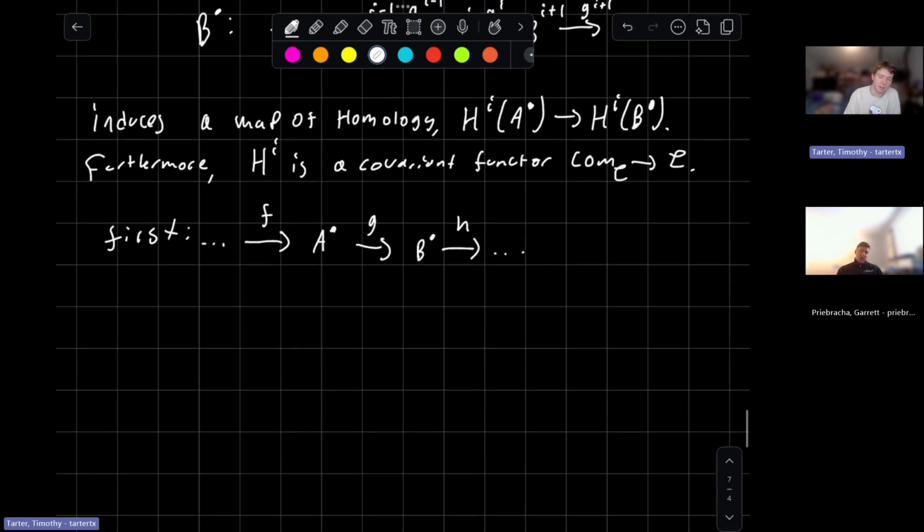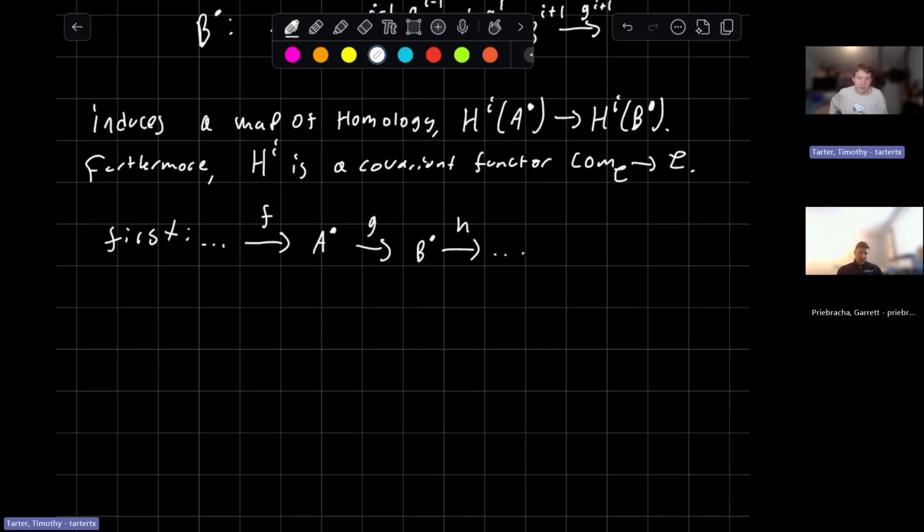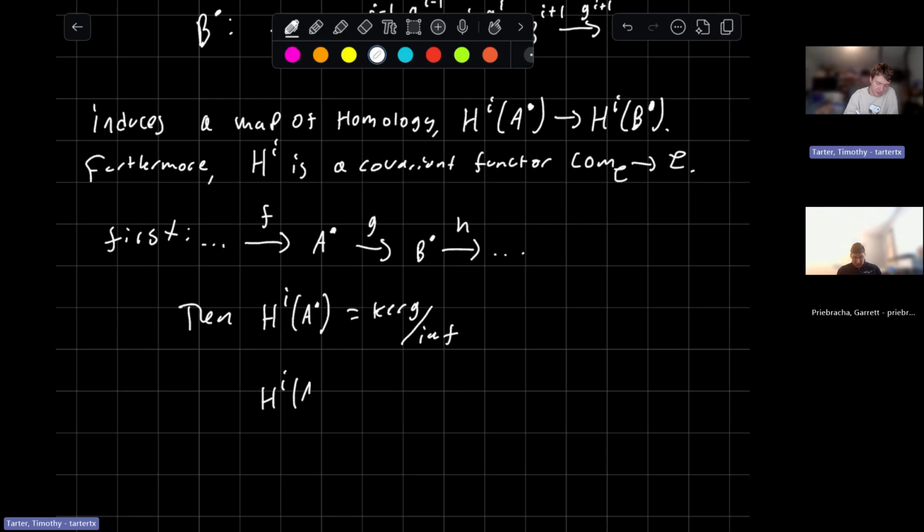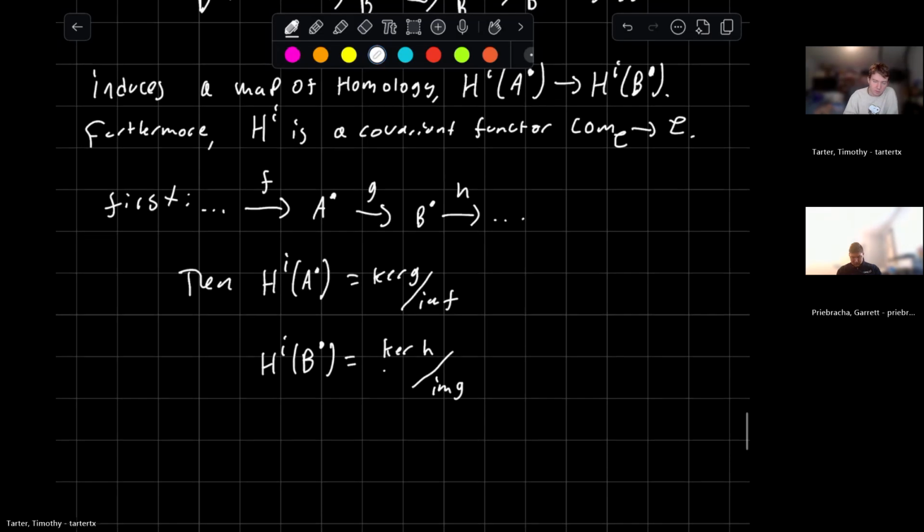Then the homology on A at I comes from then, HI on the A complex is equal to the kernel of G mod the image of F, and the homology group on B is the kernel of H mod the image of G. Is this making sense? Yes.